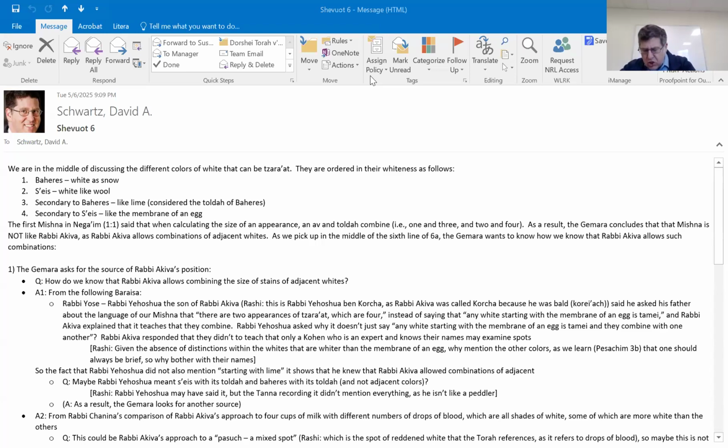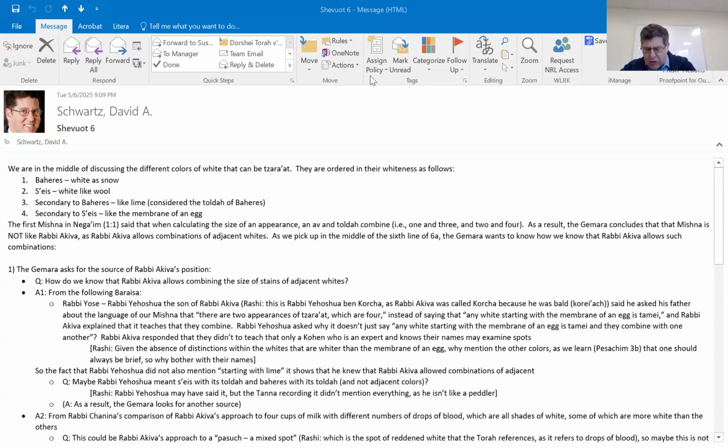And at least initially, it looks like we're going to think that this comparison is to the 4 colors of white that we've been talking about, Baheres, Se'es, etc. So what is it? He says, Arba kosos shel chalav. It's like 4 cups of milk. Into the first cup, you had 2 drops of blood. And so as a result, it's pretty darn white, but not perfectly white like milk.